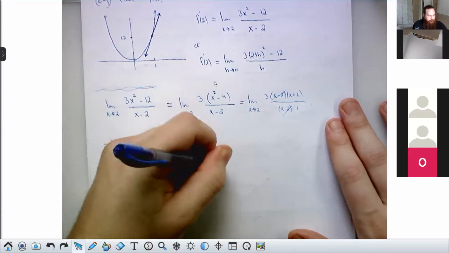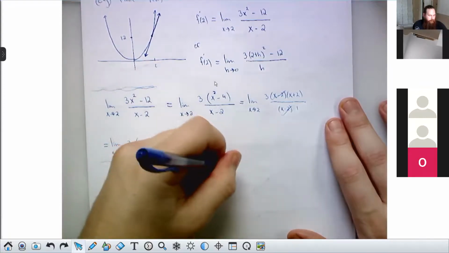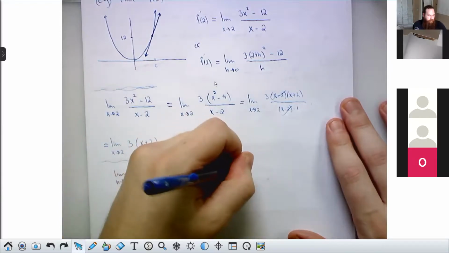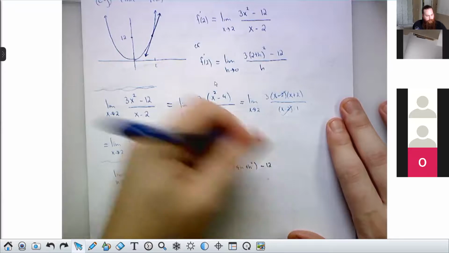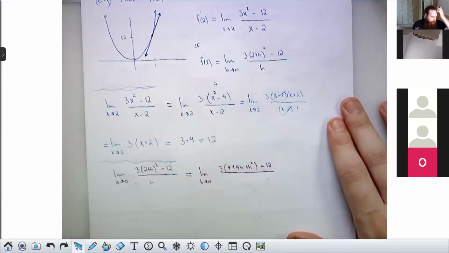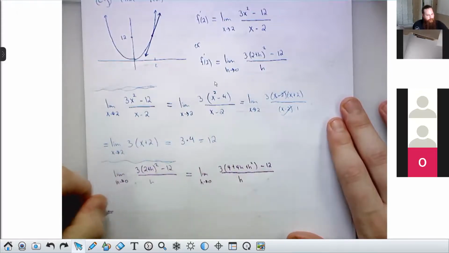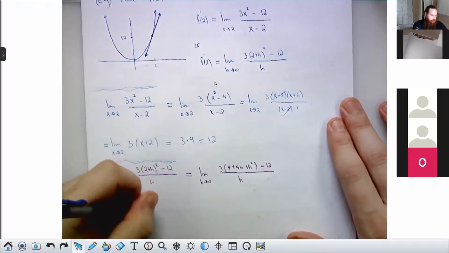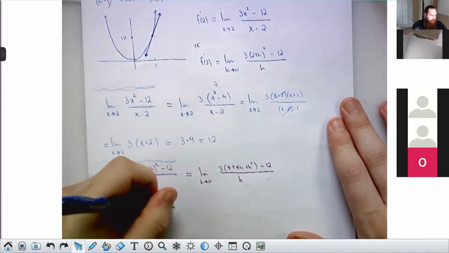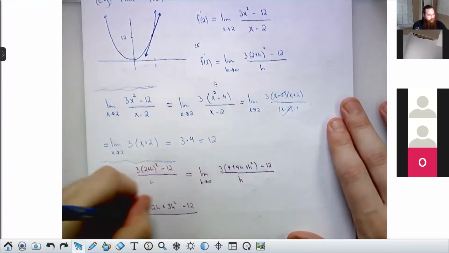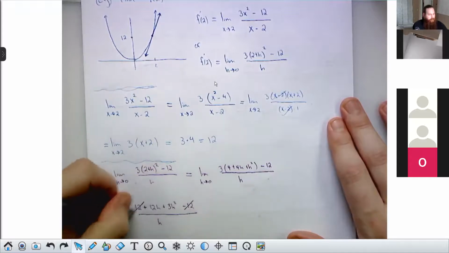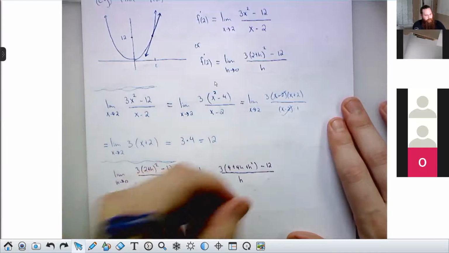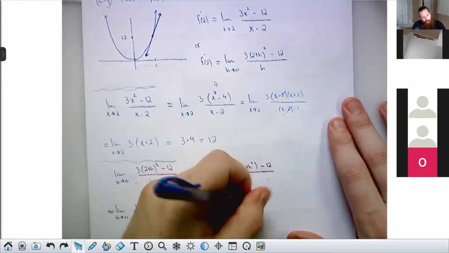So I'll have to first FOIL this out. That's 2 plus h all squared, that's 4, plus 2h plus 2h is plus 4h, plus h times h is h squared. And then we need to subtract 12 from this and then divide everything down here by h. If I distribute the 3, I'll get 12 plus 12h plus 3h squared minus 12 all over h. These two eat each other up. And then I have the limit as h goes to 0 of 12h plus 3h squared all over h.